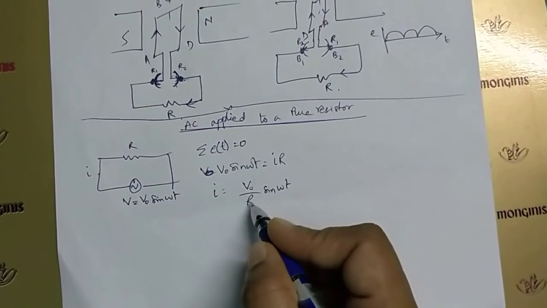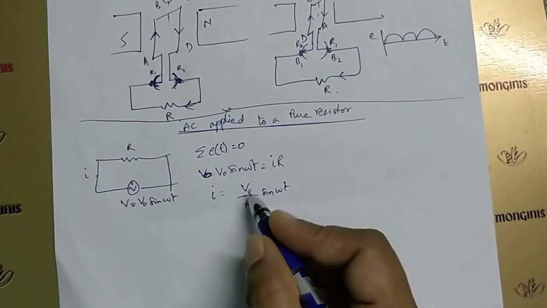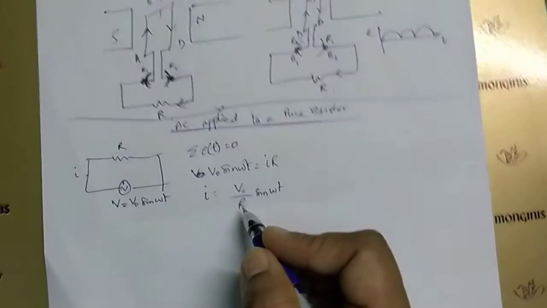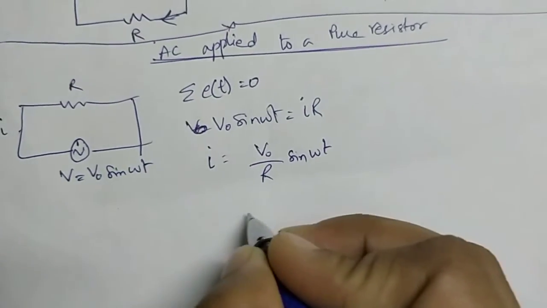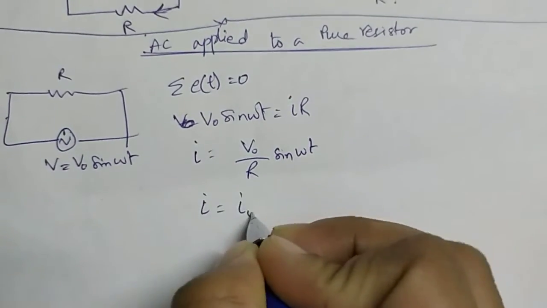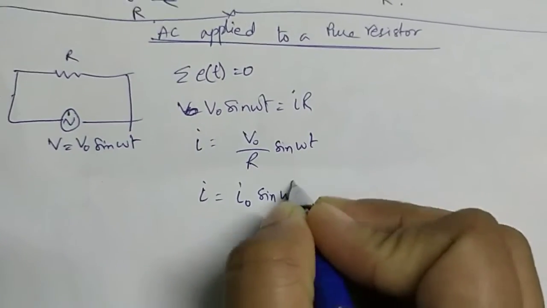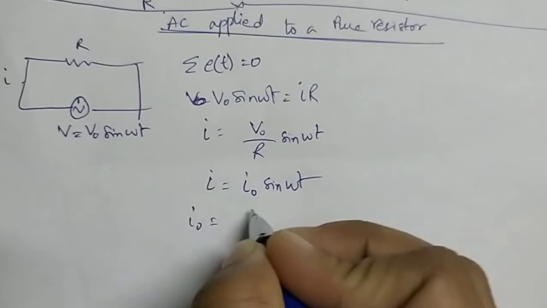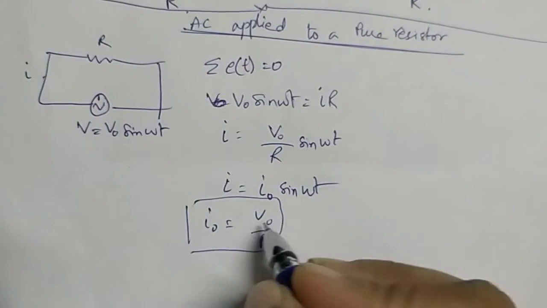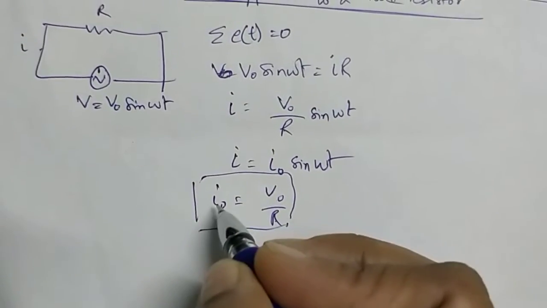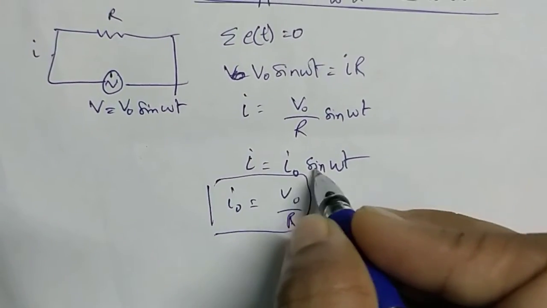Now V naught is the peak value, a constant, and R is a constant. So I can write this as I is equal to I naught sine omega t, where I naught is V naught by R. You know that V naught is in volts, R is in ohms, so I naught will be in ampere.